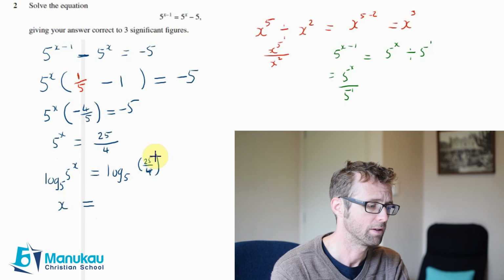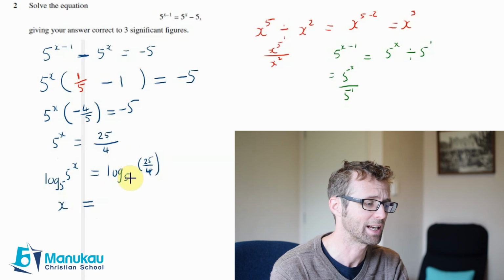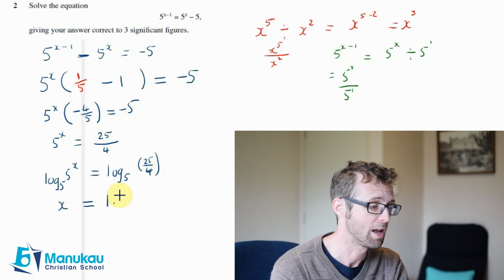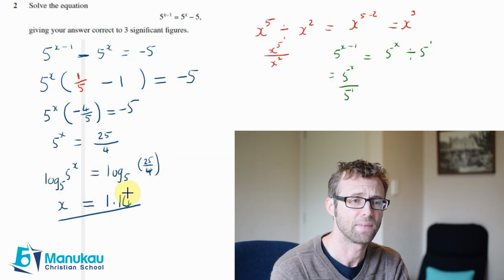And therefore, you can work out what x is by just chucking in your calculator log base 5 of 25 over 4, and we've got to do it to three significant figures. I'm getting 1.14 as my final answer, and that should be the answer.